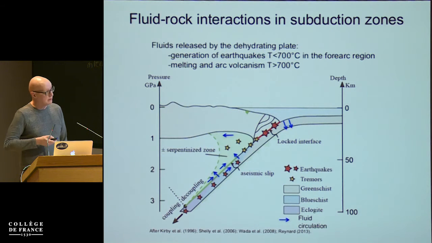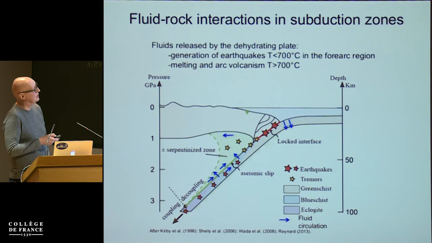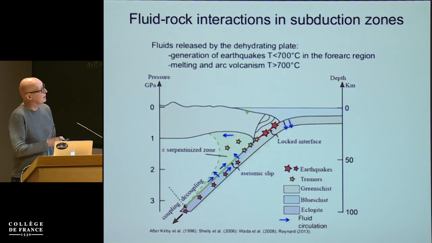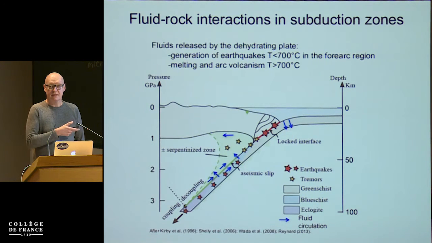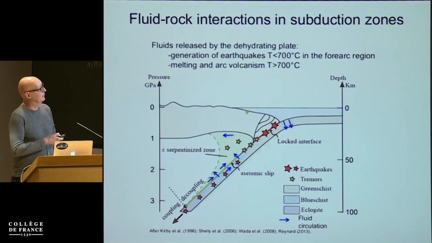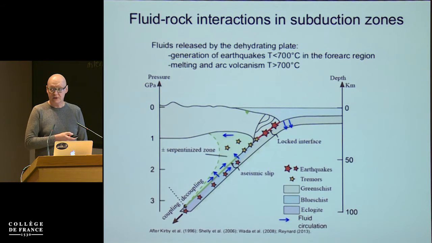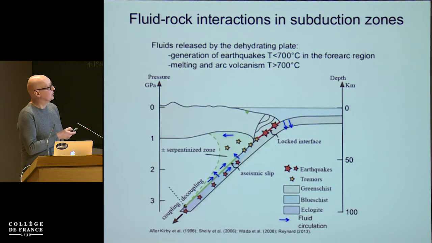So when we talk about fluid-rock interaction in subduction zones, we can cover a broad range of PT conditions and characteristics of the fluid. I'd like to distinguish here two main conditions. If we are above temperatures of around 700 degrees C, the fluids that are released from the subducting slab are going to contribute mostly to melting and arc volcanism. So this is not my purpose here.